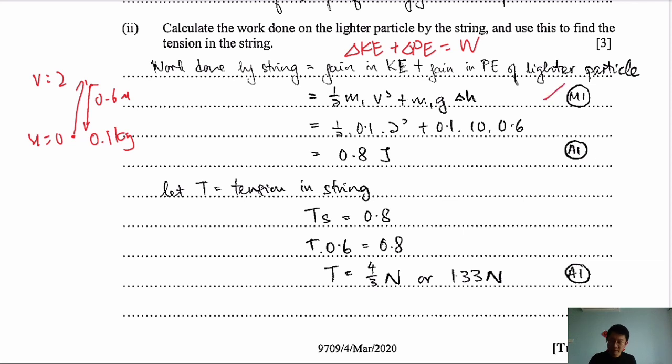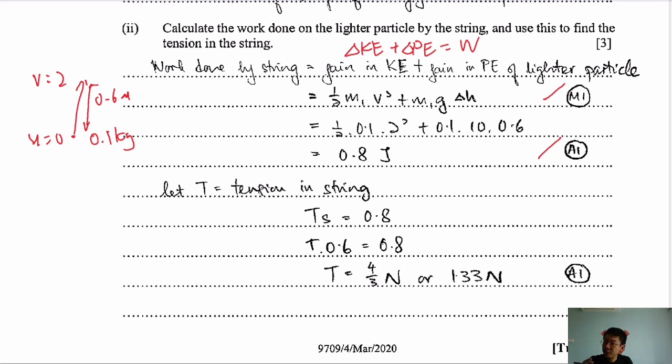So the first mark is given when you try to say, okay, there is a PE, there is a KE. Then after that we just substitute the values into the expression, and at last we get the work done by the string is 0.8 joule.